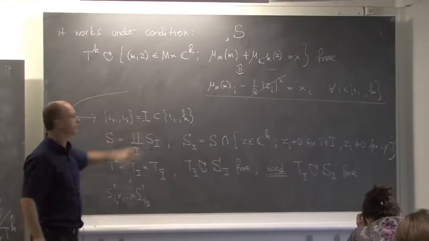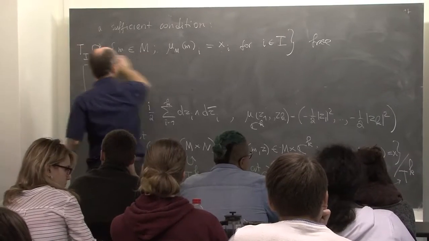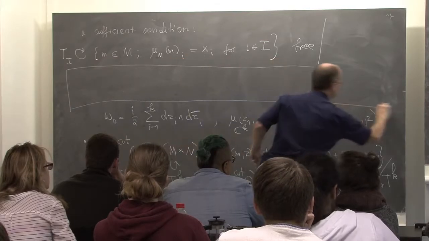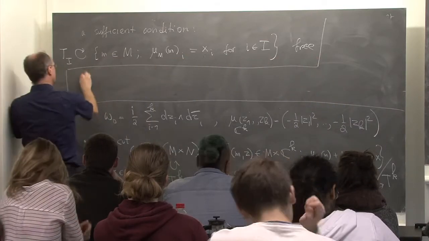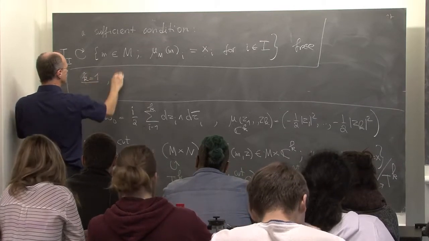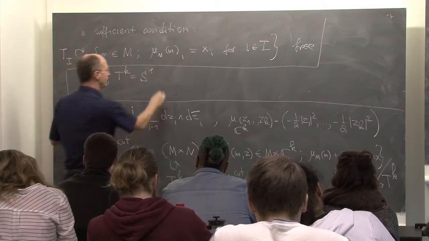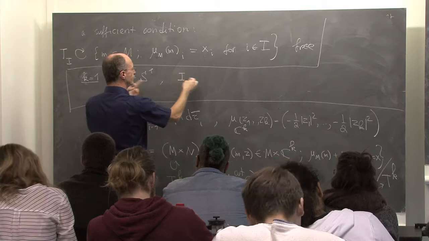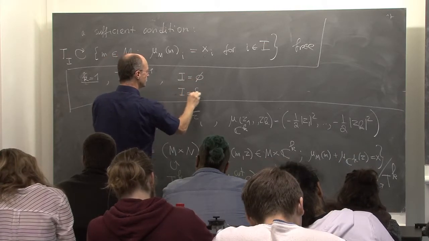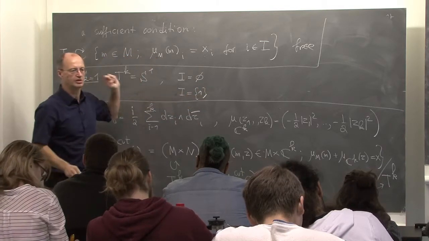So maybe let me, sorry for being over time, let me just finish this hour with the following comment. If k is equal to 1, then our Tk is S1, right? And then there are two possibilities for I. So I can be either empty or I can be equal to 1, to 1 index.